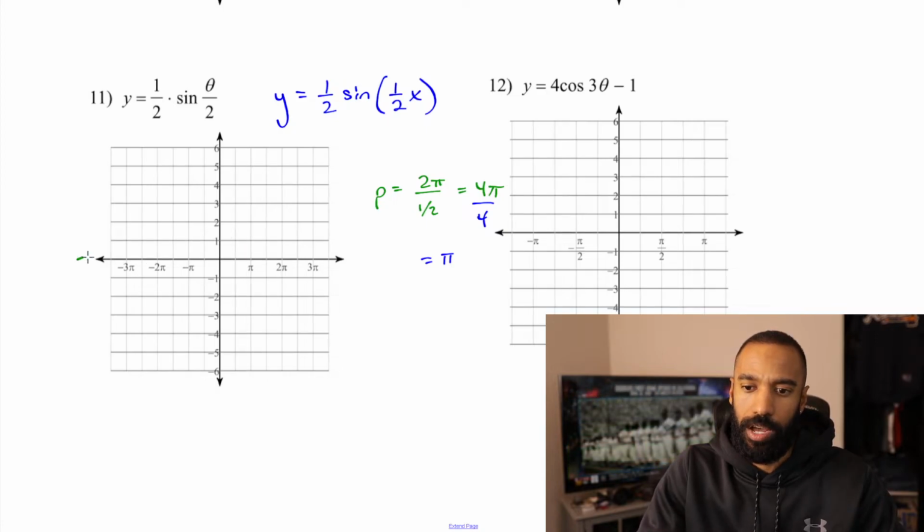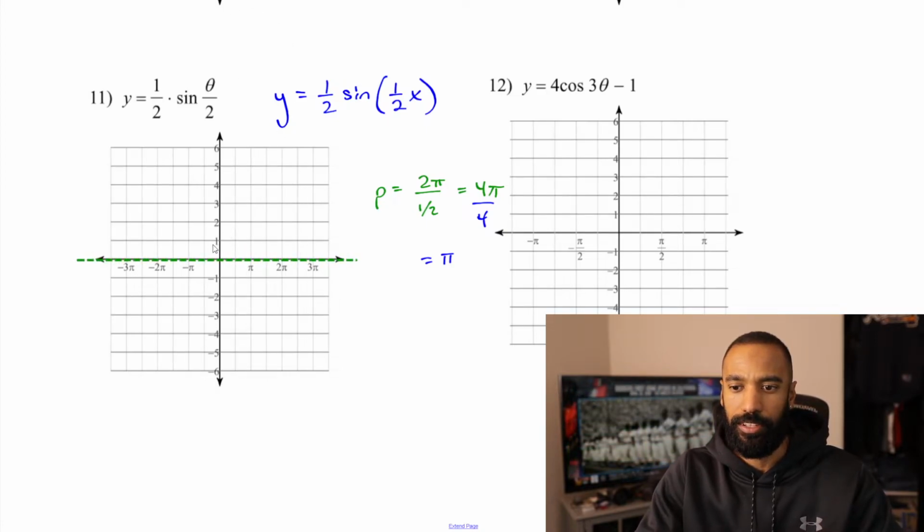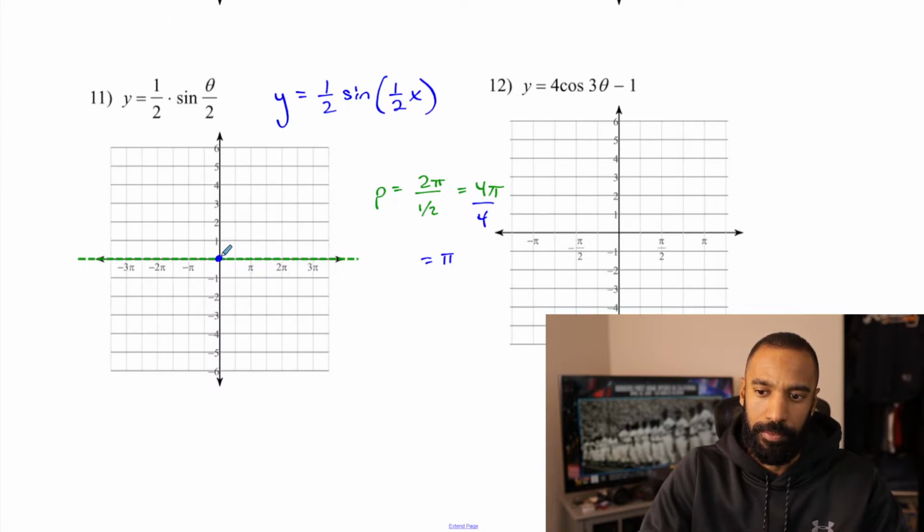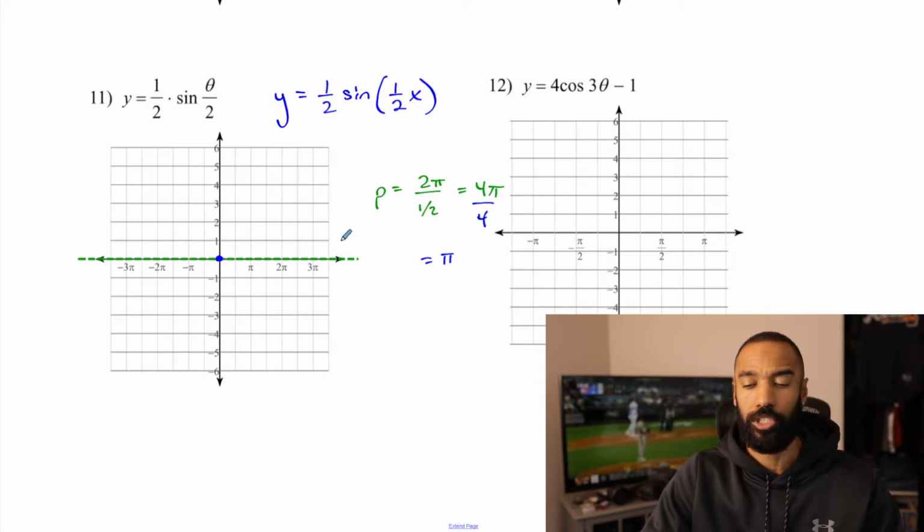There's no vertical or horizontal stretch right here. We're just going to have a shift, I should say. We're going to have the midline here. It is sine, so we'll start on the midline. The amplitude's 1/2, however, and you just got to know that every pi units, you hit your next critical point.